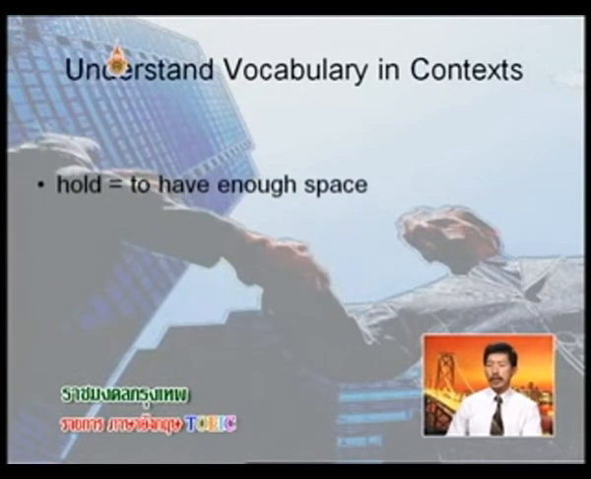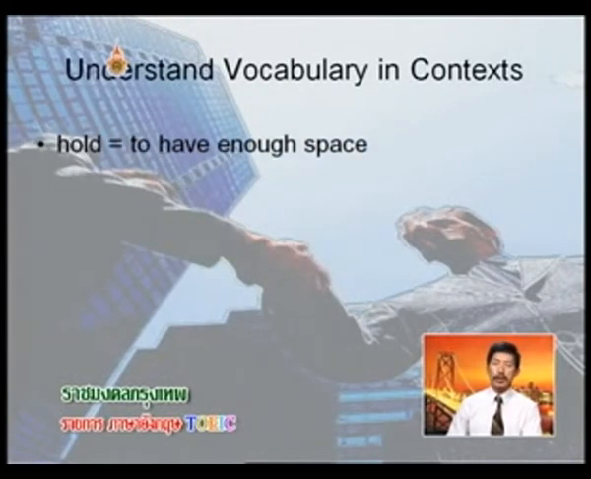Hold means to have enough space. Usually people think that hold is to grab something in your hand, for example, hold my hand. But in this case, it means to have enough space.